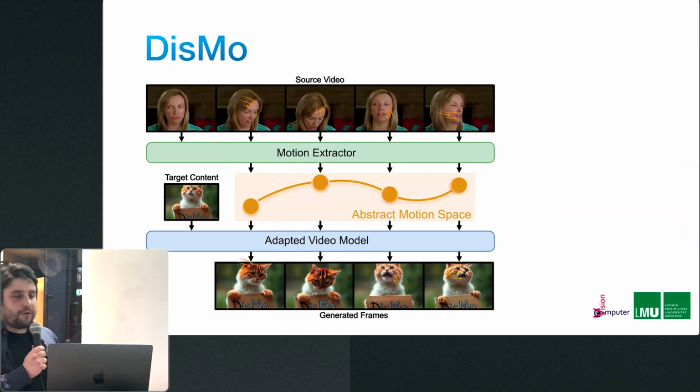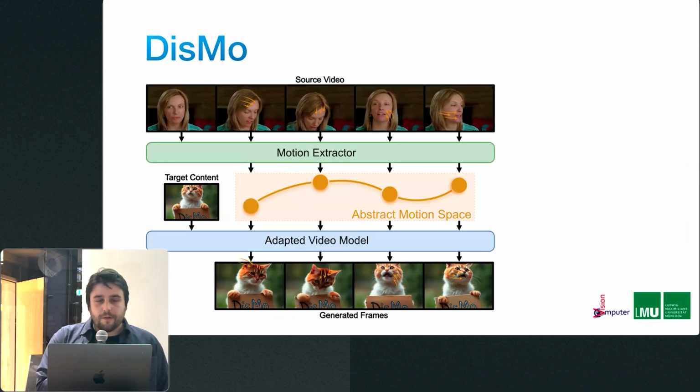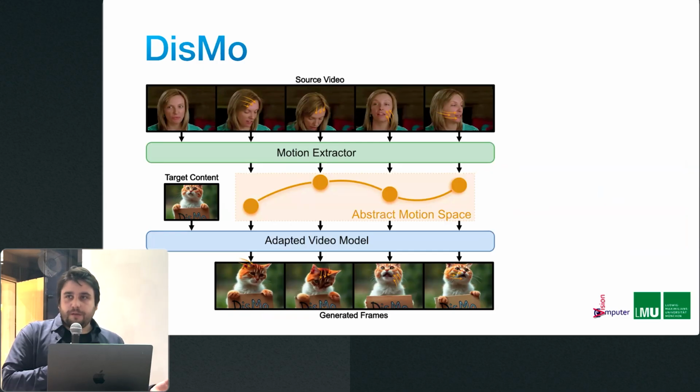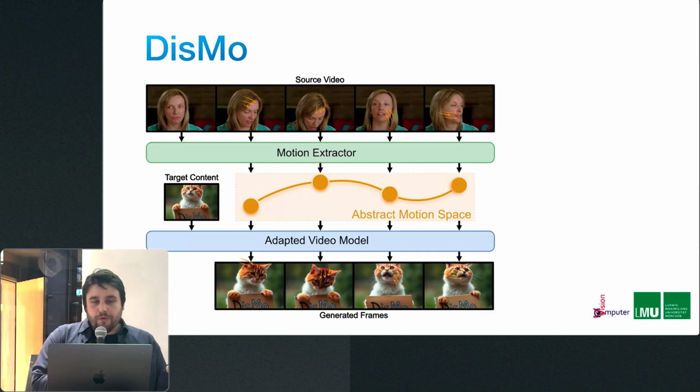And to tackle the problem, we introduced Tismo. Basically, what we do is we introduce an abstract motion space, a motion space that is not based on handcrafted features, but is abstract, maybe similar to what we already have for a long time in the image space, for example, CLIP or DINO features, which hopefully tackles the problem of this trade-off.